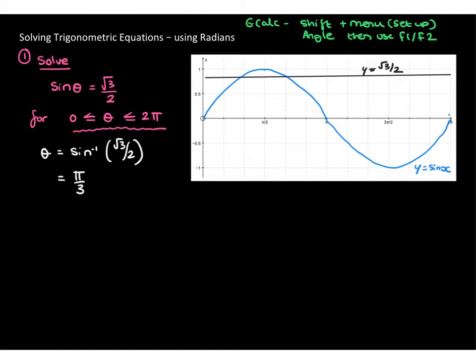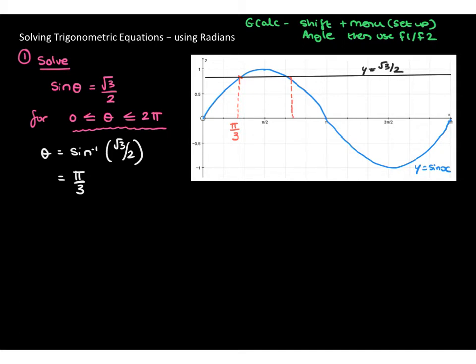Now, where these two graphs meet, we have solutions to the equation sine theta equals root 3 over 2. So we've got one there, and then we've got one there. Now, the first answer is, of course, our principal answer of pi by 3 radians, and we then need to use the periodicity of the graph to find the second answer.